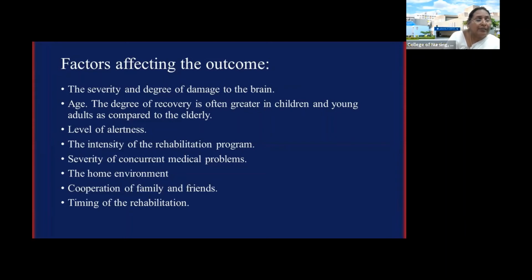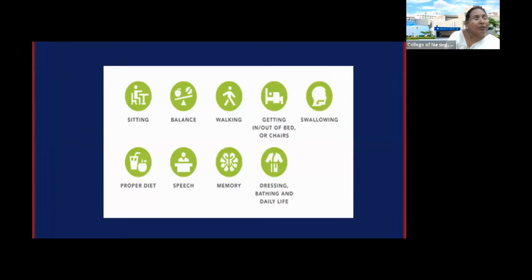Okay, it depends, of course, on the condition of the patient. If the patient is on a lot of lines, is in the intensive care unit, and still has not come out of the acute phase, then you have to wait for some more time. Once the patient is fully stabilized, we can start the rehabilitation. So these are the factors that affect the outcome.